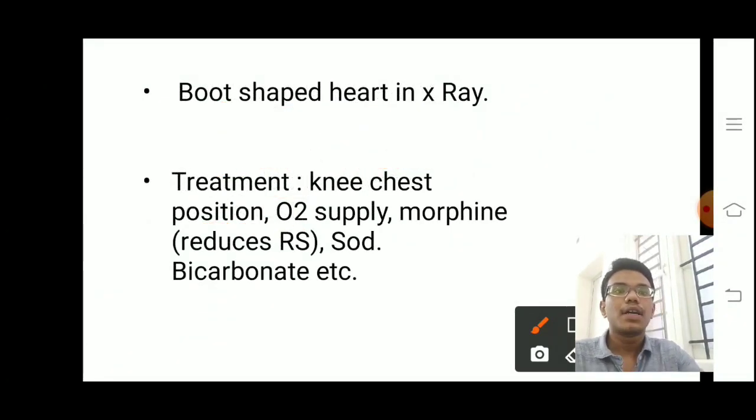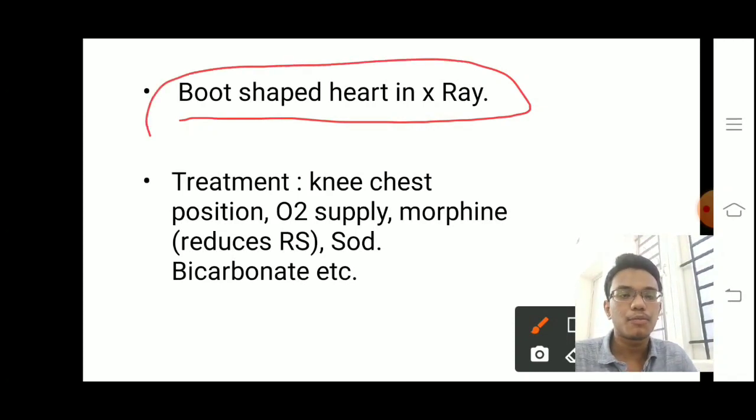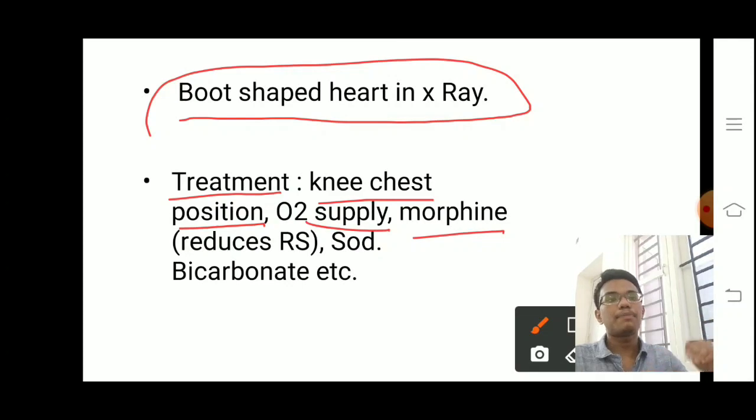Okay, slight touch up on the investigation and treatment part. Here in X-ray you will see a boot shaped heart, and how this boot shaped heart is formed, that mostly you will learn in medicine. Here we need not deal with it, okay. And coming to the treatment part, knee chest position, that is the squatting position, helps the child to get rid of this symptom, hypercyanotic spell especially, and oxygen supply should be given to reduce the cyanosis, and morphine will reduce the hyperventilation, it will depress the respiratory centers in the brain so that hyperventilation can be turned off. Then the vicious cycle of hypercyanotic spell, where hyperventilation acts as one of the factors for causing increased cyanosis, will be eliminated, okay. And finally sodium bicarbonate you can give for treating acidosis.